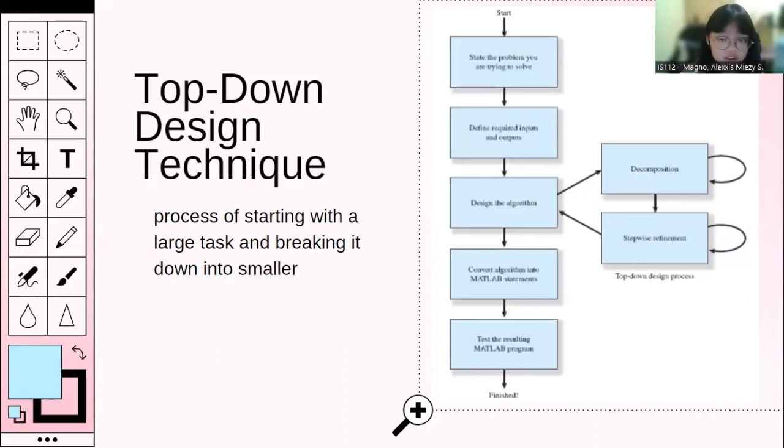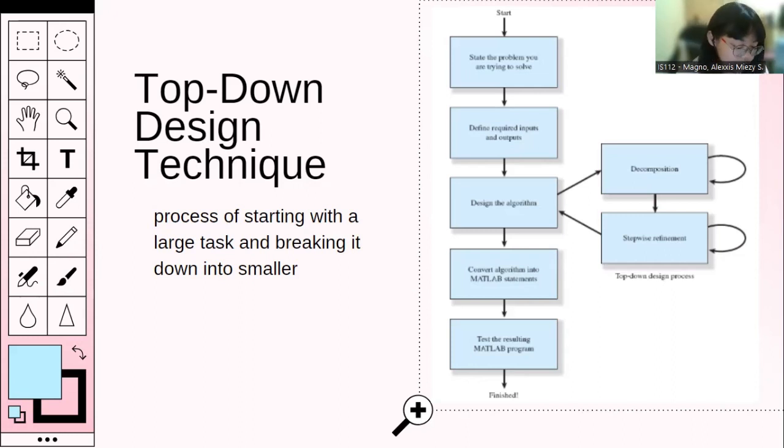So of course, you start by clearly stating the problem that you are trying to solve. Programs are usually written to fill some perceived need, but that need may not be articulated clearly by the person requesting the program. And then the second step is to define the inputs required by the program and the outputs to be produced by the program.